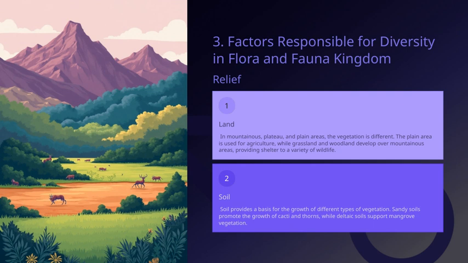Next, soil plays a crucial role in shaping the types of plants that grow in a region. Different soils support different kinds of vegetation. Sandy soils, for instance, are well suited for cacti and thorny plants because they drain well and don't retain much moisture. On the other hand, deltaic soils, those found in river deltas, are rich and support mangrove forests, which are vital for coastal ecosystems. So, in essence, the physical landscape and the type of soil are fundamental factors that create the diverse habitats necessary for the wide range of plant and animal life we observe around the world.